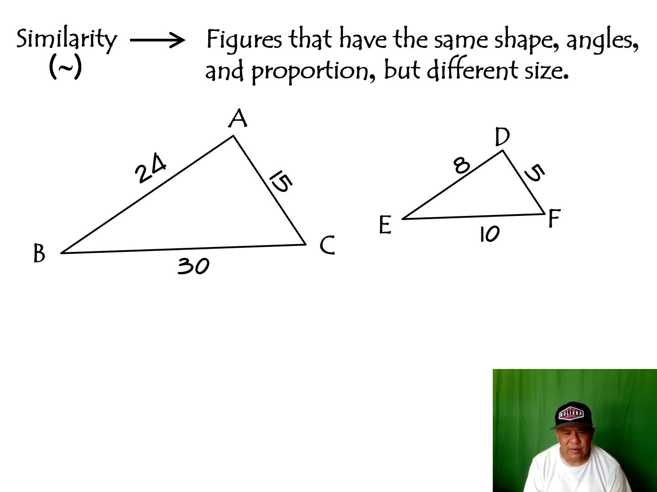So notice that 8 times 3 is 24, 5 times 3 is 15, and 10 times 3 is 30. And that's what similar figures are: proportional. If they're not proportional, then they're not similar. So we can make the statement triangle ABC is similar to triangle DEF.